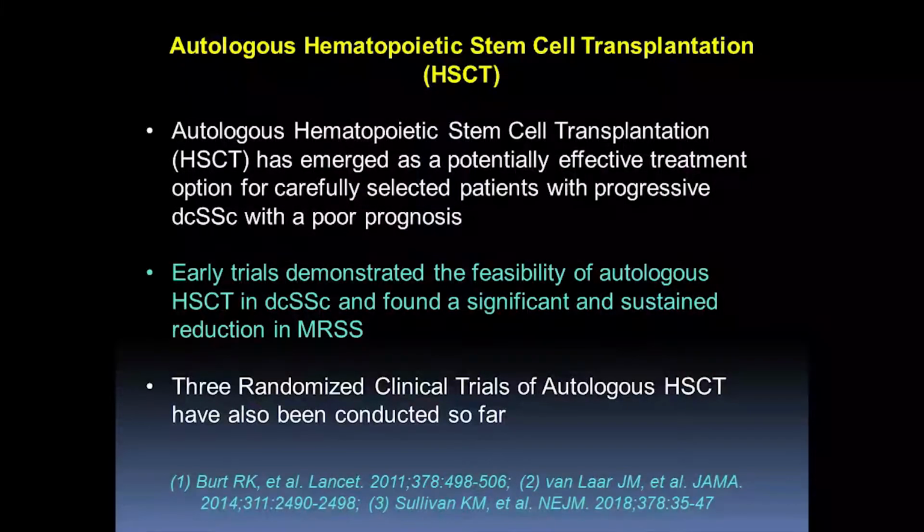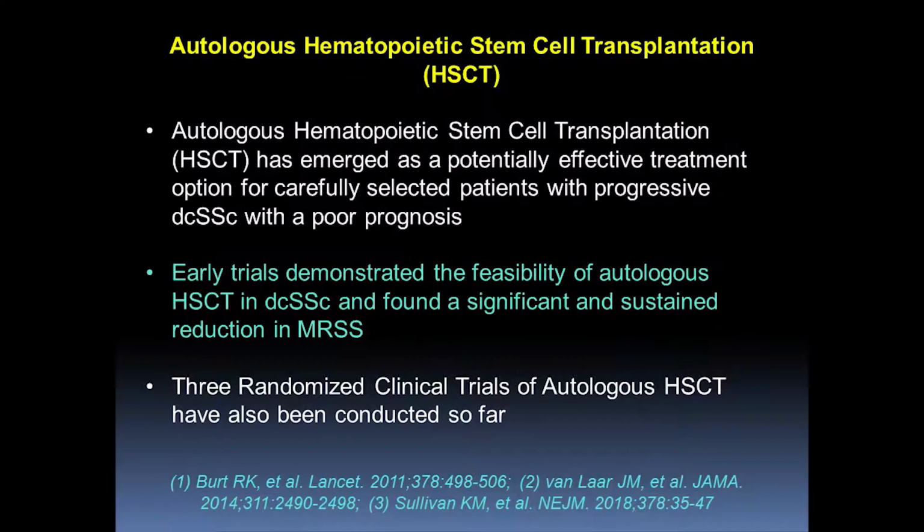This is the last part of the talk. Autologous hematopoietic stem cell transplant has emerged as a potentially effective treatment option for carefully selected patients. Early trials demonstrated the feasibility of this kind of aggressive therapy for patients who are rapidly going downhill. Obviously, we are not going to offer this just for the skin disease, but for those who have major internal organ problems and are not going to make it for too long.